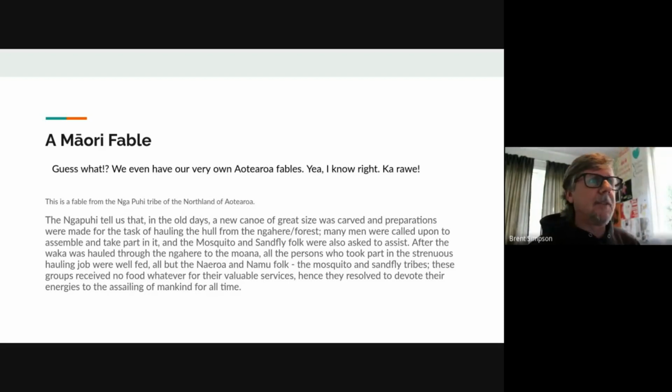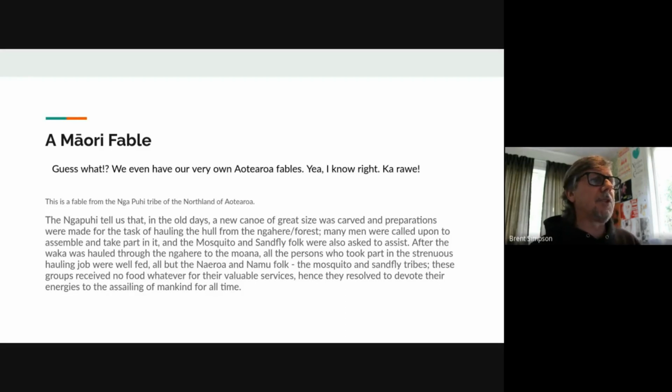The Ngāpuhi tell us that in the old days, a new canoe of a great size was carved, and preparations were made for the task of hauling the hull from the forest. Many men were called upon to assemble and take part in it, and the Mosquito and the Sandfly folk were also asked to assist.